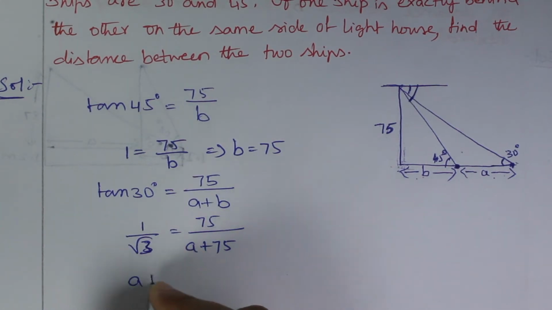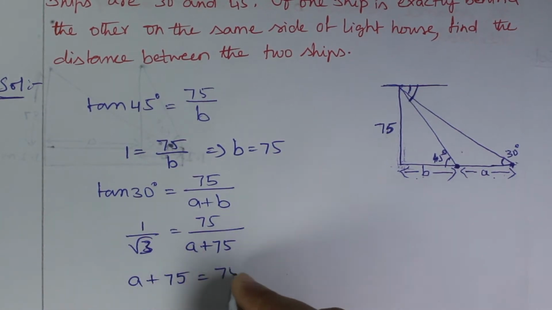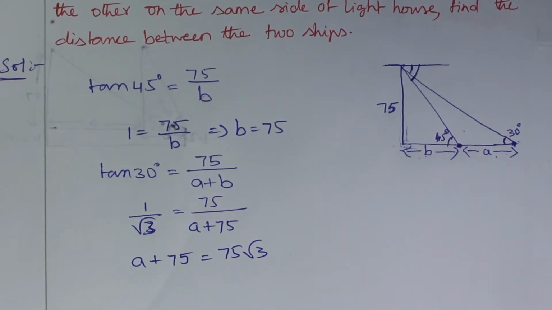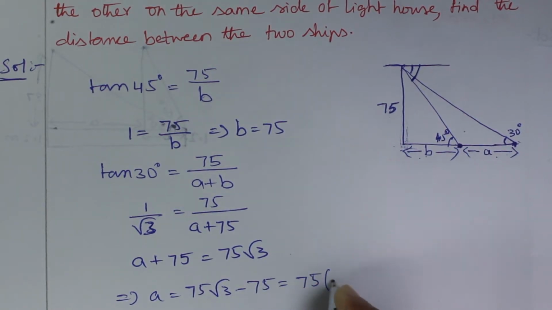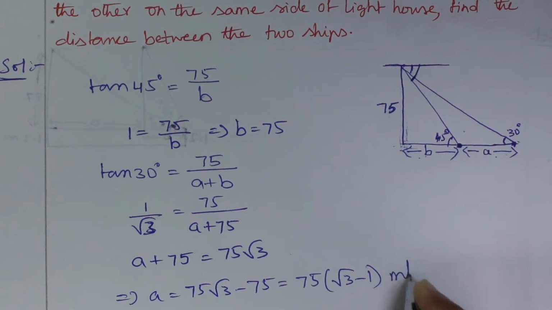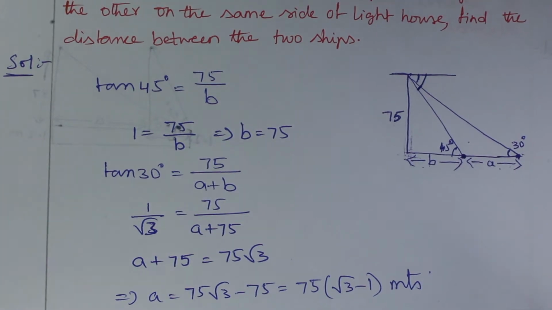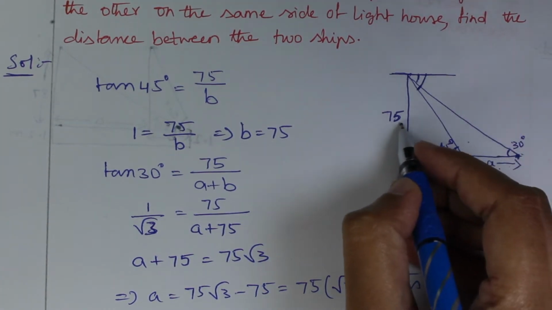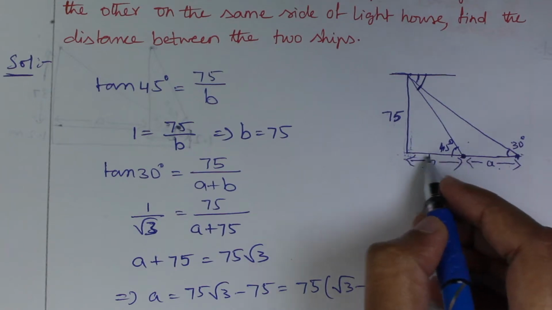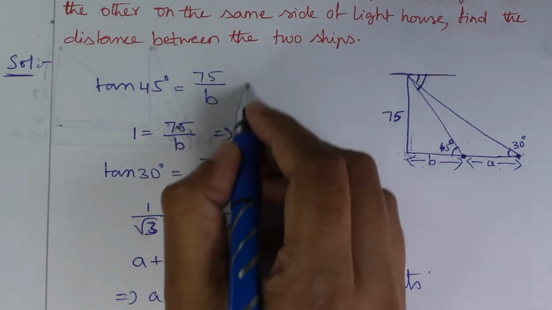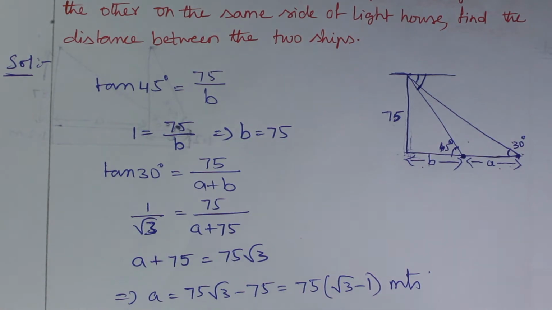So A plus 75 is equal to 75 root 3. That implies A is equal to 75 root 3 minus 75, which is equal to 75 into root 3 minus 1 meters. So the distance between two ships is 75 into root 3 minus 1 meters. Here I have taken the tan ratio because I know the opposite side and I have to calculate the adjacent side. That's why I have calculated the tan ratio. Okay, hope this is clear for you.